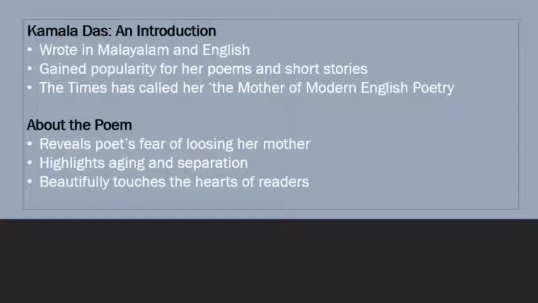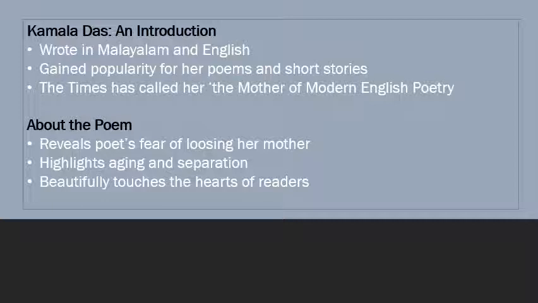This poem is a short verse, and if you observe right from the first word to its ending word, it is a complete sentence. So it is also a one-sentence poem. The poem has a theme of aging and separation. The poem explores the bond between a mother and a daughter, and this bond has very beautifully been highlighted in the poem.